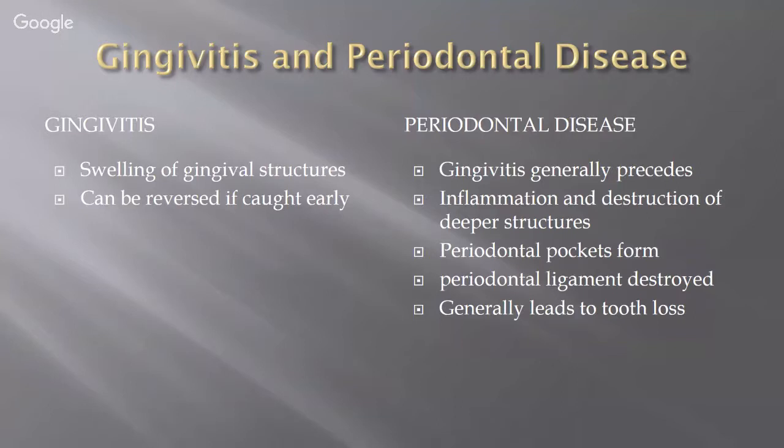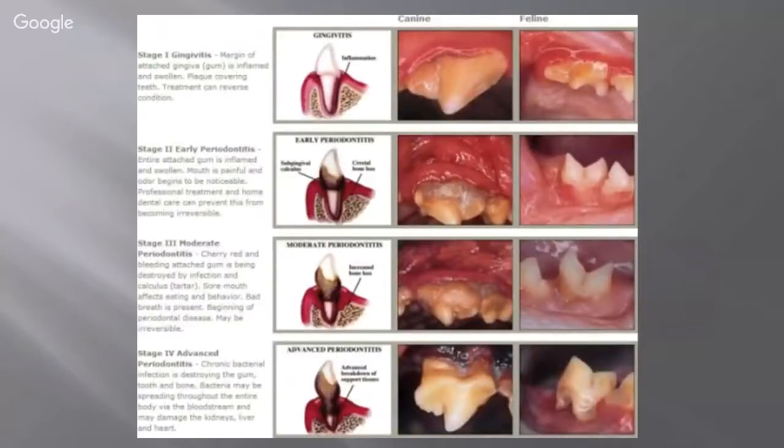Periodontal pockets will form within that alveolar bone in that gingival sulcus, and eventually that periodontal ligament will be destroyed, which will then lead to the loss of that tooth. Here are the steps that we generally see. This is what a canine gingivitis looks like, just a mild swelling at the edge of this tooth that has a lot of tartar on it, and here with a cat, this is just stage 1 gingivitis.